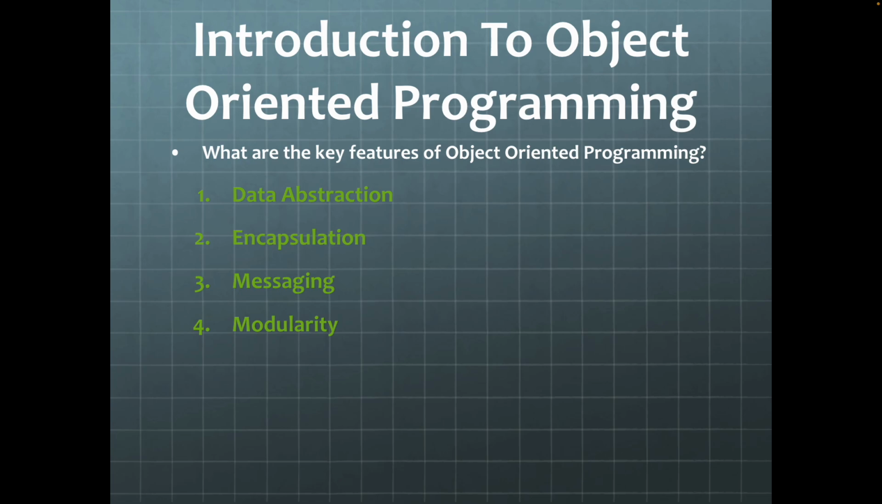Modularity is just dividing a system into many smaller objects, so it's a way of dividing and conquering complexity. Inheritance. We're all familiar with that. That's a way of representing inheritance in real life. So if I have a vehicle, it could be a car, it could be a truck, it could be many different things. There are many kinds of vehicles. So that's what inheritance is.